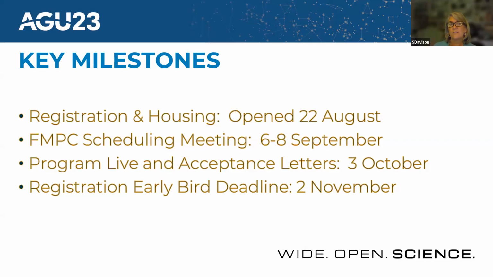The other critical milestone is the fall meeting program committee scheduling meeting, which is taking place at the AGU office. Nicole's team and several other staff members will be in the week of the 6th to support the program committee with the scheduling process. Once they're done, we do a little cleaning up, and then the program will go live October 3rd, and that's when the acceptance letters will go out as well.